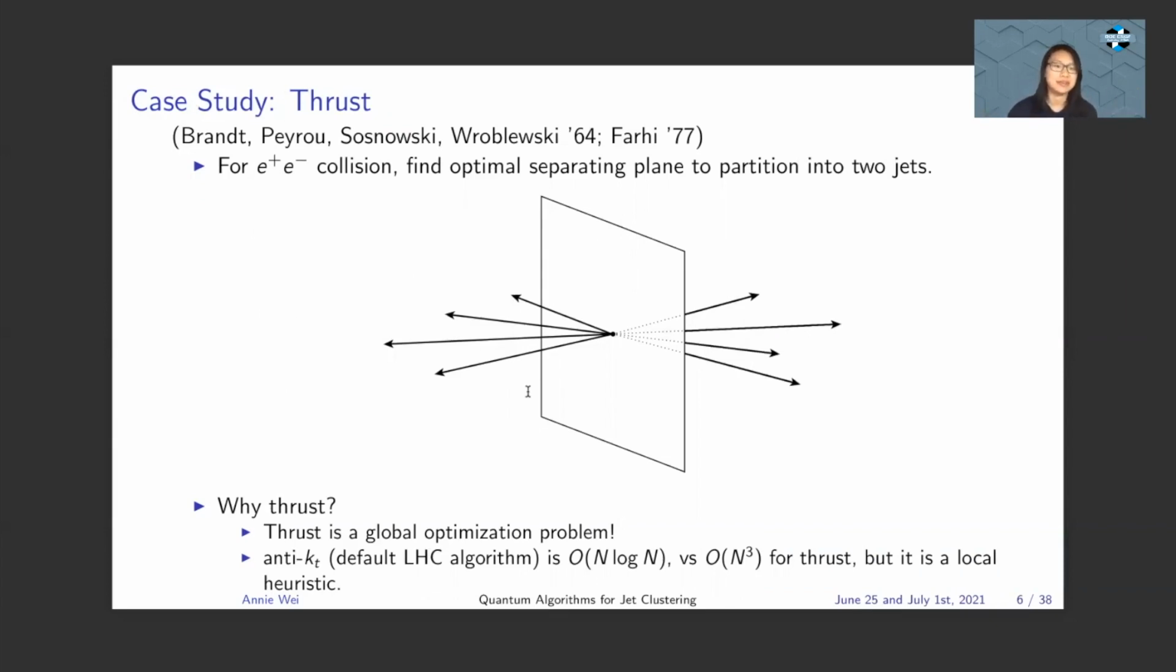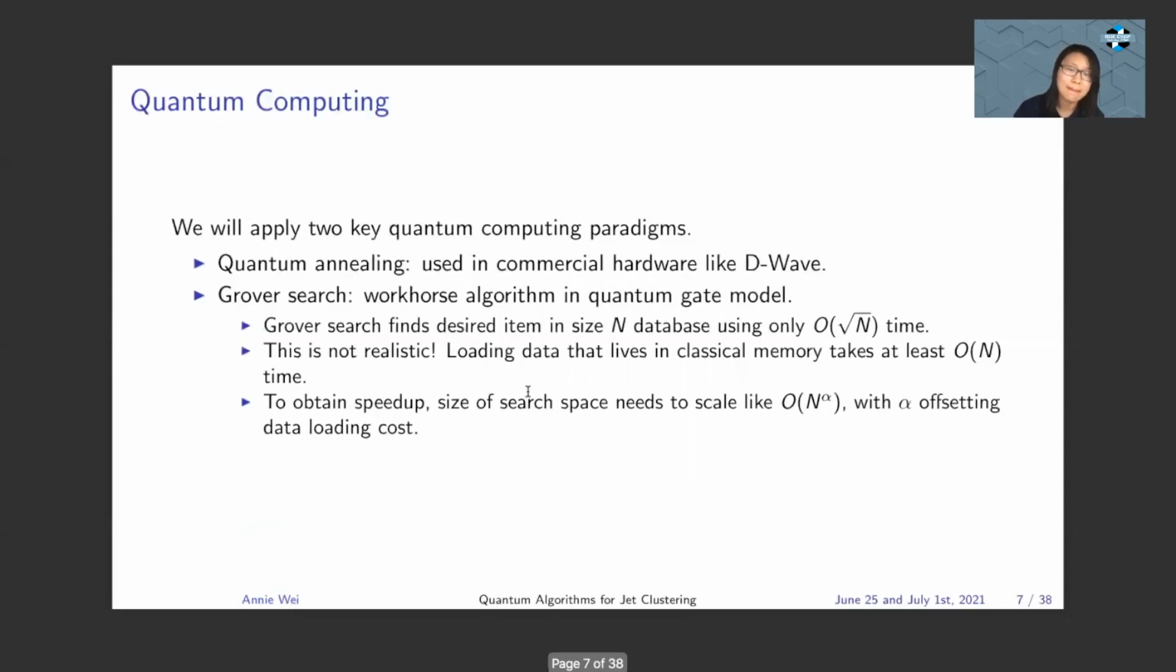So why is this problem interesting? First of all, it's a global optimization problem. So actually the default algorithm at the LHC is a local heuristic algorithm. So it is quite fast. It's O(n log n) time, where n is the total number of particles, versus computing thrust actually takes O(n^3) time. Right, so it is faster, but it gives you a local solution versus a global solution.